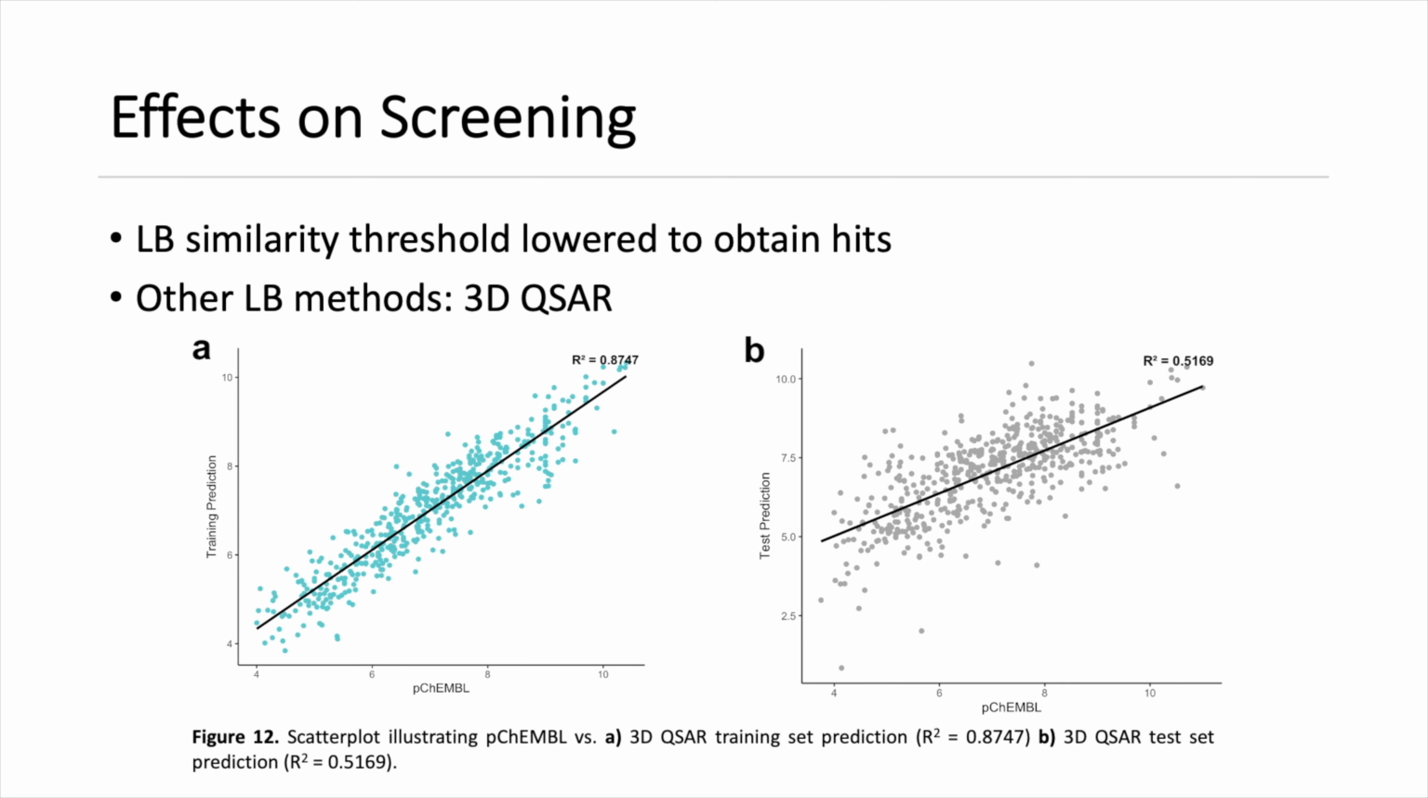Similarly, the effect of this template was observed in other LB methods. Although not explicitly described, a reasonable 3D QSAR model was generated using the same template shown in Figure 12. However, this is again limited by the generation of a reliable template. If a reliable template can be generated, other LB methods, including 3D QSAR, should be investigated for Bcl-xL.